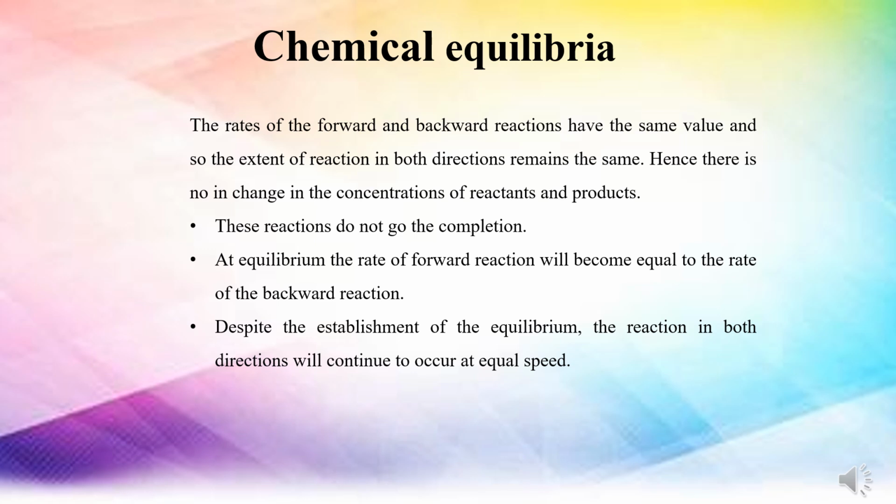So some of the features of chemical equilibrium are: these reactions do not go to completion. If a reaction is initiated by taking reactants only, the concentrations of the reactants would decrease with the progress of the reaction, and those of products increase until the equilibrium is established. At equilibrium, the rate of forward reaction will become equal to the rate of backward reaction. And despite the establishment of the equilibrium, the reaction in both directions will continue to occur at equal speed.